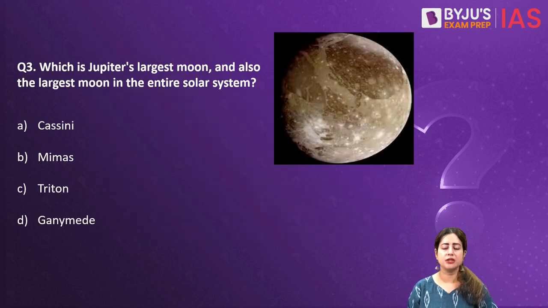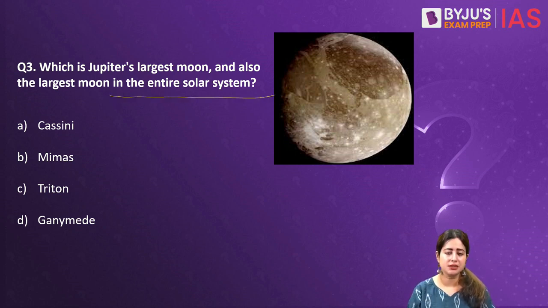Now let's proceed with the third question of the day, and this is taken from Science and Astronomy. The question says, which of the following is Jupiter's largest moon? And it is also the largest moon, in fact, in the entire solar system. Is it A, Cassini, or is it B, Mimas? Is it C, Triton, or is it D, Ganymede? And yes, the correct answer here is Ganymede.